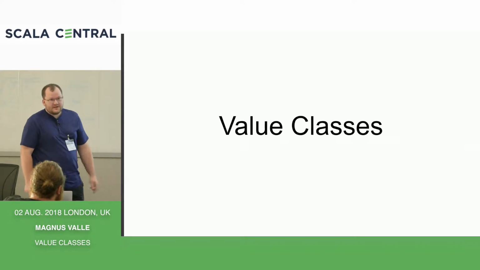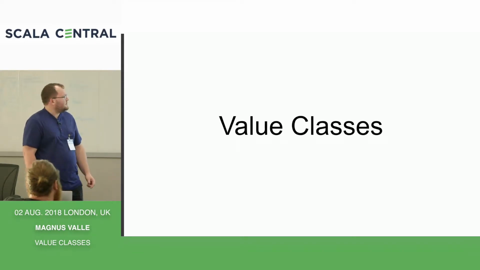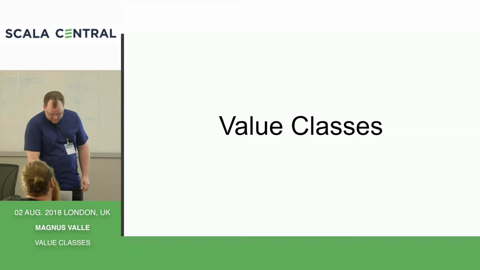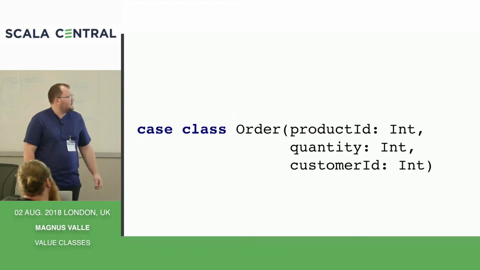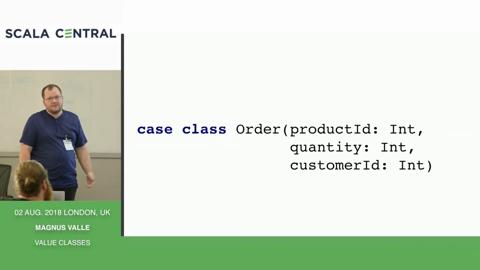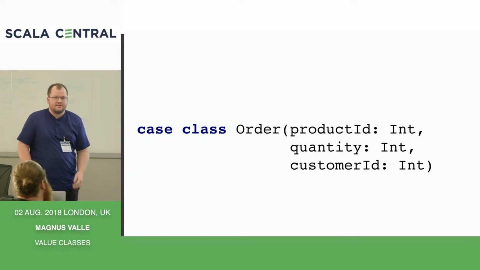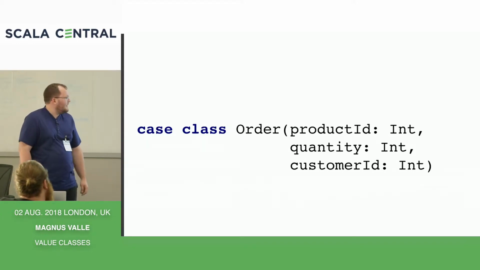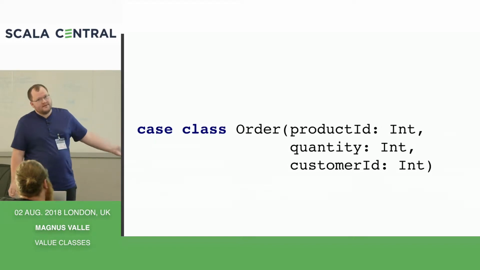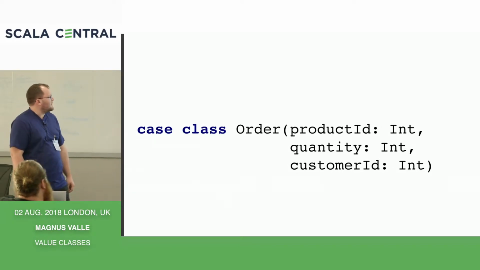So before we go into what value classes are, I'd like to briefly go over the actual problem that they solve. Imagine you have an order somewhere in your code like this. It has a product, a customer and a quantity. Because this is going to be stored in a database, the product IDs are all integers, since they're going to be foreign keys to a database somewhere. And this will work fine, and it's quite a common pattern.